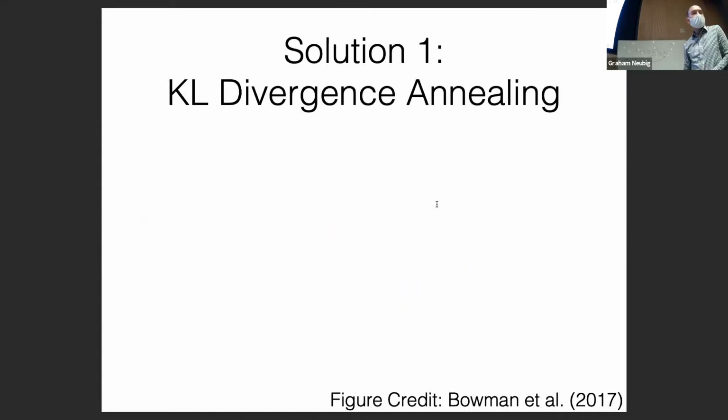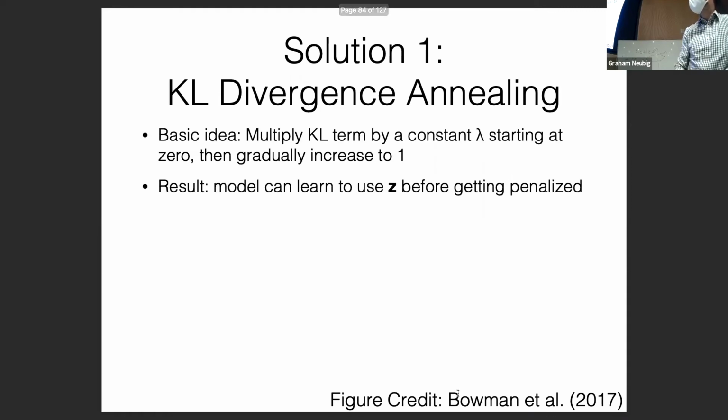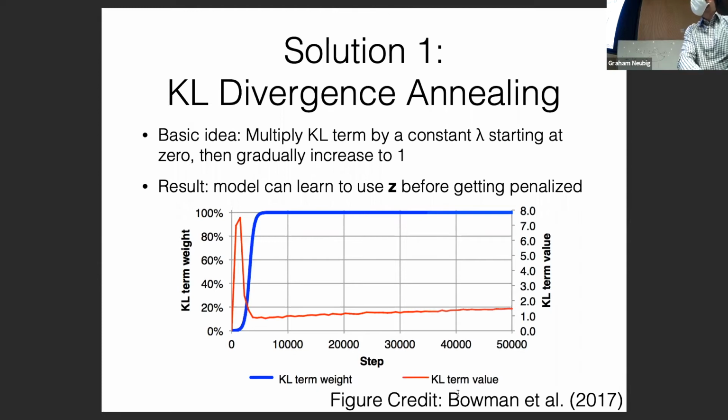So there are a few solutions to this. One is called KL divergence annealing, which was introduced in the original Bowman paper that applied this to natural language. The basic idea is to multiply the KL term by a constant, starting at 0 and then gradually increasing to 1. So you start out learning a regular autoencoder, and then you gradually turn it into a variational autoencoder, essentially. As a result, the model can learn to use Z before getting penalized with the KL divergence term.